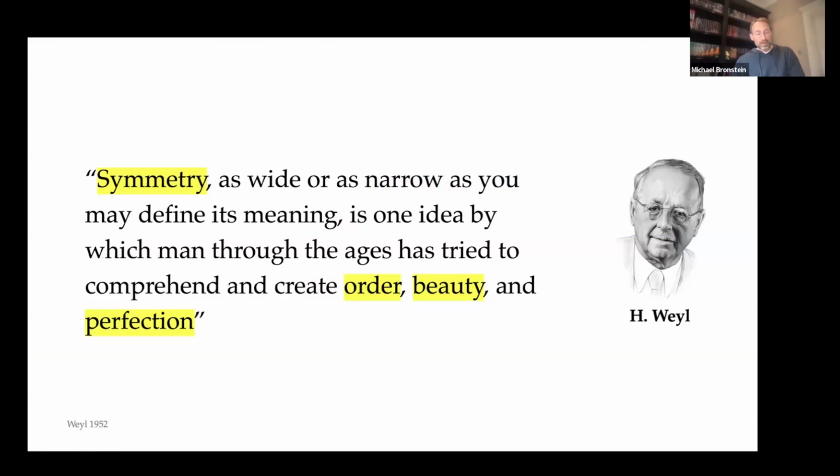I would start with the main concept that underlies these kinds of architectures, and this is symmetry. And this is a quote from Weyl, one of the most important mathematicians of the 20th century. He wrote very poetically about symmetry as one idea by which we tried to comprehend and create order, beauty, and perfection. We know that this is a Greek term.